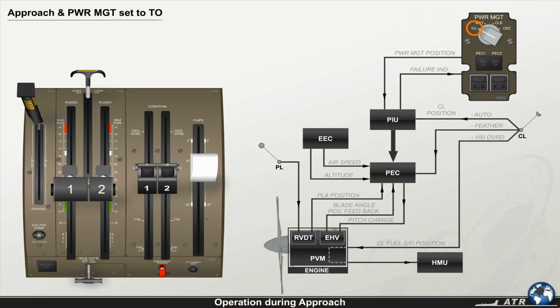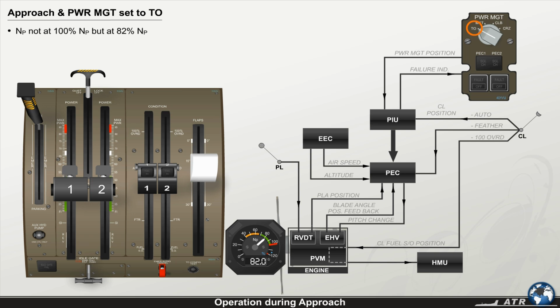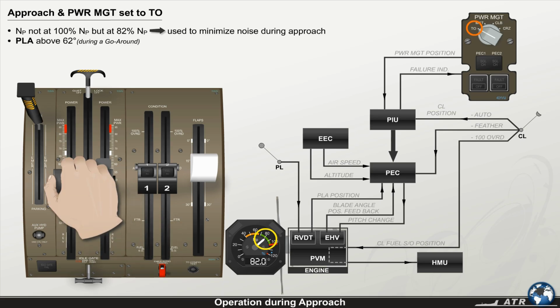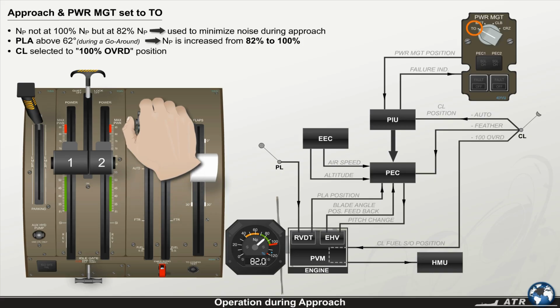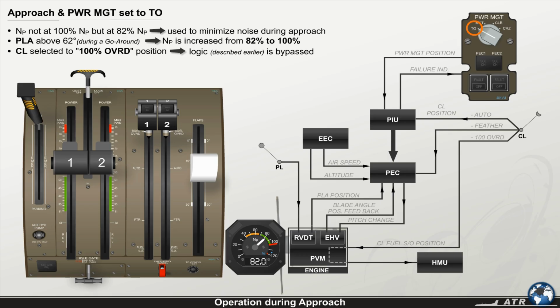During approach, takeoff is selected, but the propeller speed is not 100% NP, rather 82% NP. This speed is used to minimize the noise during approach. As soon as the power lever is selected above 62 degrees of power lever angle, for example during a go-around, the propeller speed is increased from 82 to 100%. If the condition lever is selected to 100% override position, the logic described earlier is bypassed, and the PEC forces the propeller speed to be kept at 100%.